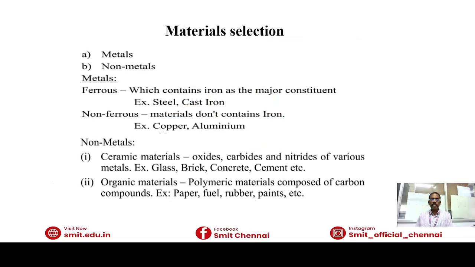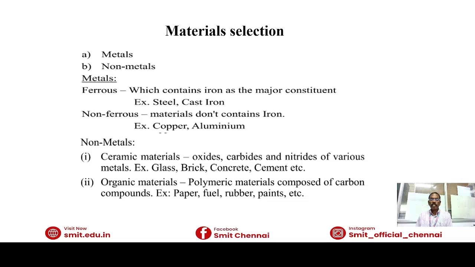Next, material selection. Materials can be divided into many types, but in our syllabus we consider only two types. First one is metals and non-metals. Metals can be classified into two types. First one is ferrous and non-ferrous. Ferrous material contains iron as a major constituent. Material that does not contain iron is called non-ferrous.